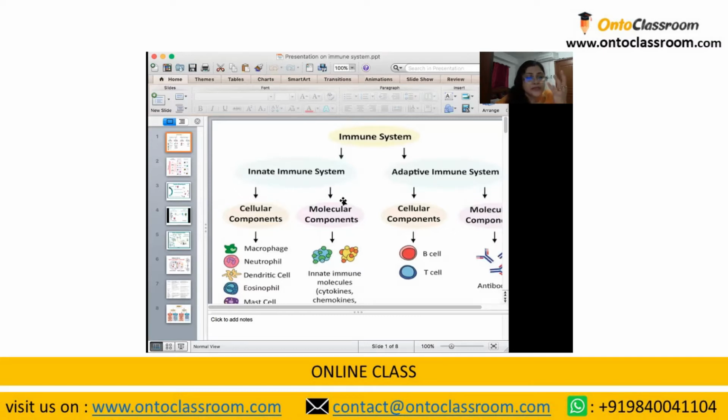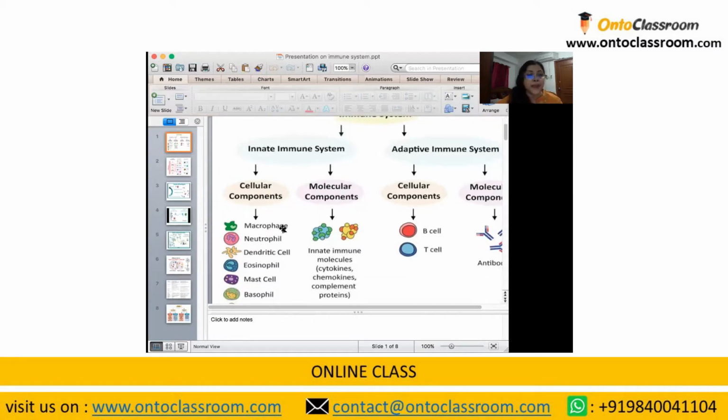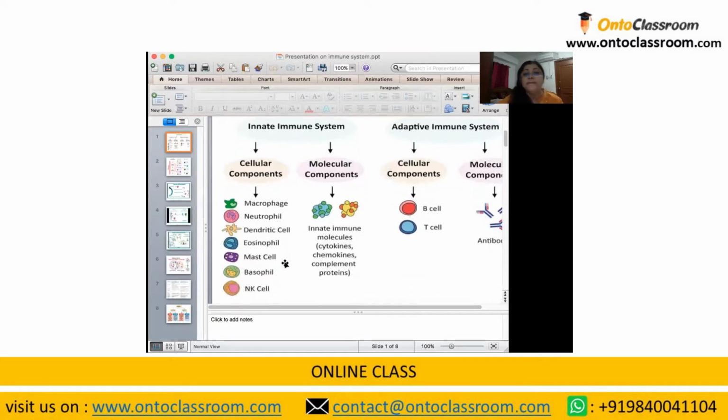So if I tell you what the innate immune system is, it is the system that we are born with. The response is very rapid, within a few seconds of the invasion by pathogens and microorganisms. It has two components, the cellular components and the molecular components. The cellular components include the macrophage, neutrophil, dendritic cell, eosinophil, mast cell, basophil, and the natural killer cells, NK cells.